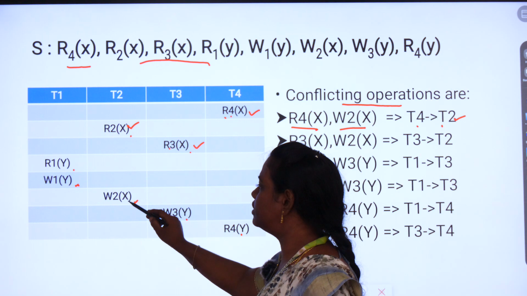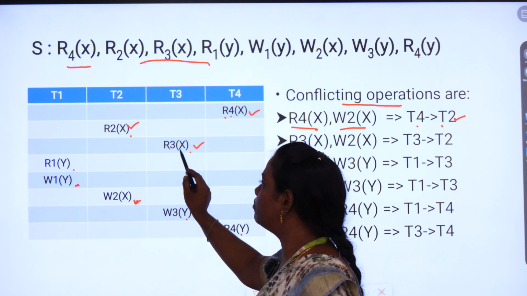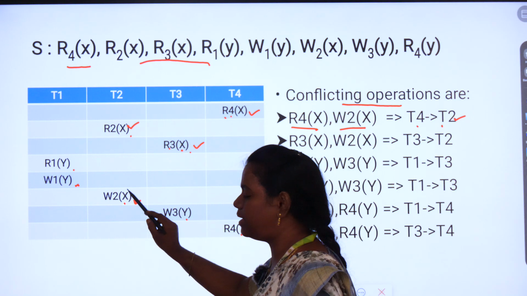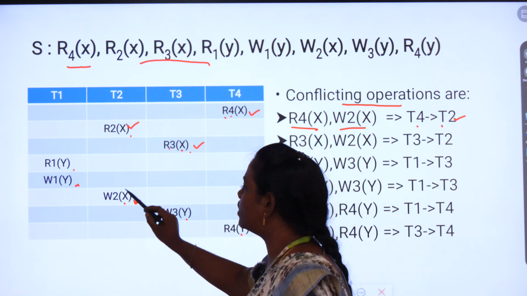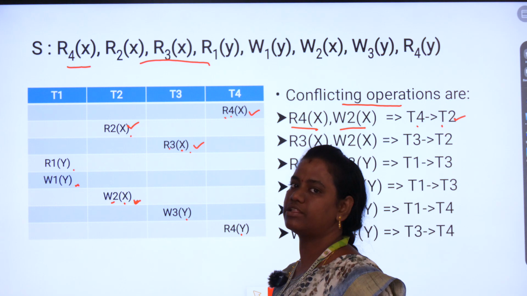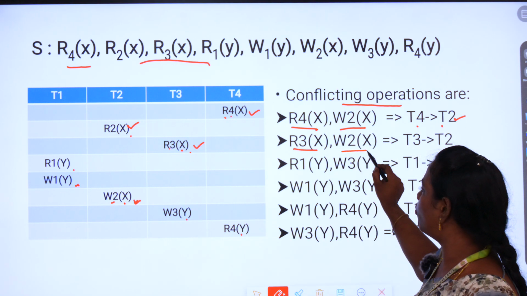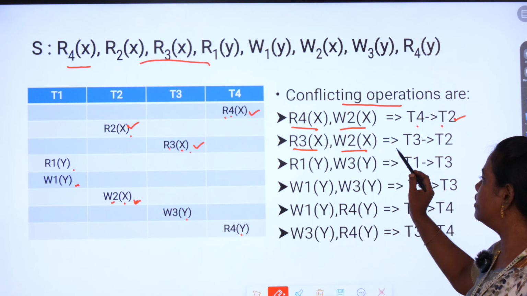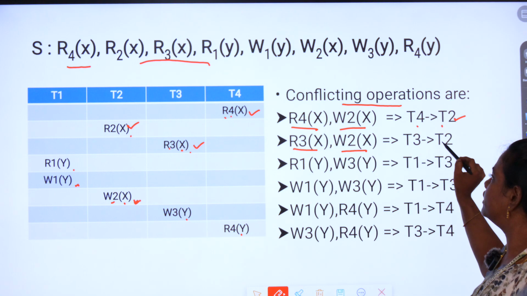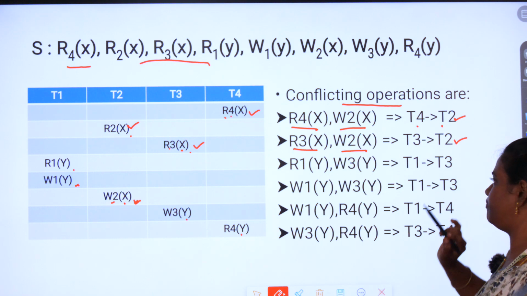Next I am going to compare with W2 of x. Here both are performing operations on the same data, that is x, and one is a write operation, so definitely there is a conflict. So R3 of x, W2 of x, that's a conflicting operation. So after completing T3, then only T2 will be executed.